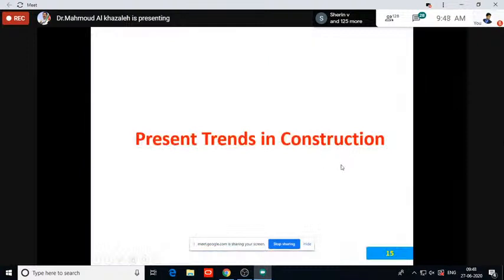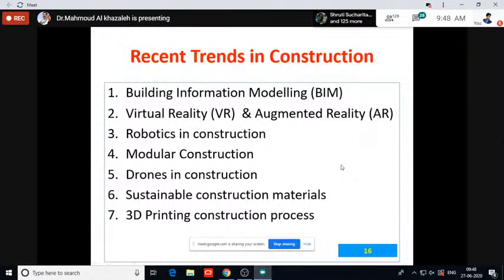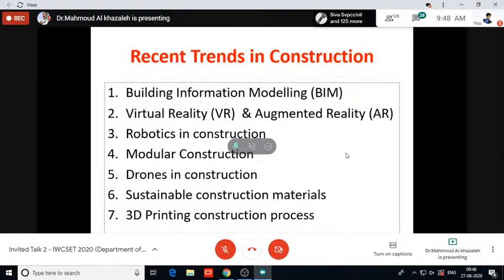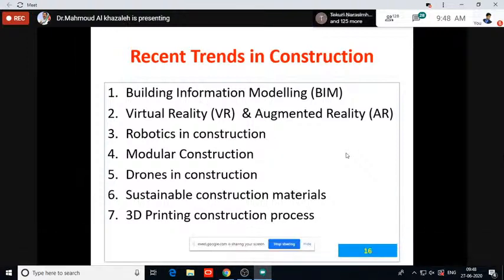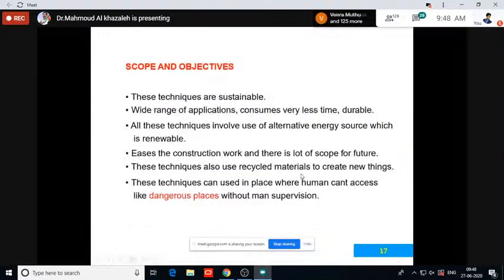The present trends in construction, which talks about recent trends in construction, depend on so many parameters, which start with building information modeling, BIM. BIM is a new methodology. It is building information modeling for designing and constructing any project. And second, virtual reality, VR, augmented reality, AR, robotics in construction, modular construction, prefabrication, drones in construction in different sectors used today, sustainable construction materials, and 3D printing construction process, which is the latest today. The scope of these techniques: they are sustainable, have a wide range of application, consume very little time and are durable.